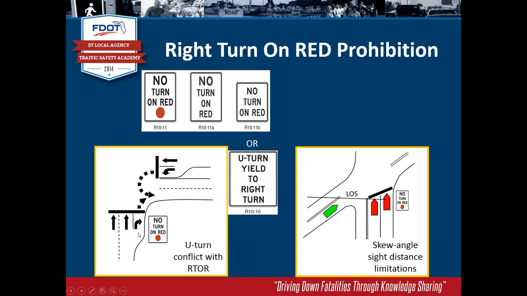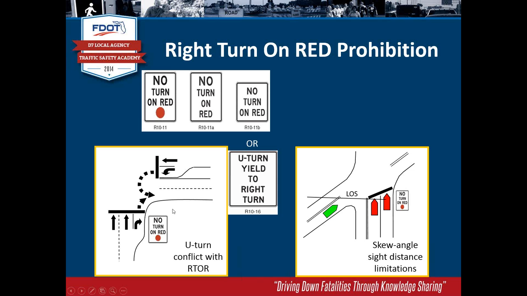If you allow the U-turn simultaneously with the right turn green arrow, then you need to install the R10-16 sign, the U-turn yield to right turn, because having a green arrow for the left and a green arrow for the right simultaneously does create some bit of conflict here. And so you want to remind the U-turning vehicle to look for this right turning vehicle who also has a green arrow.